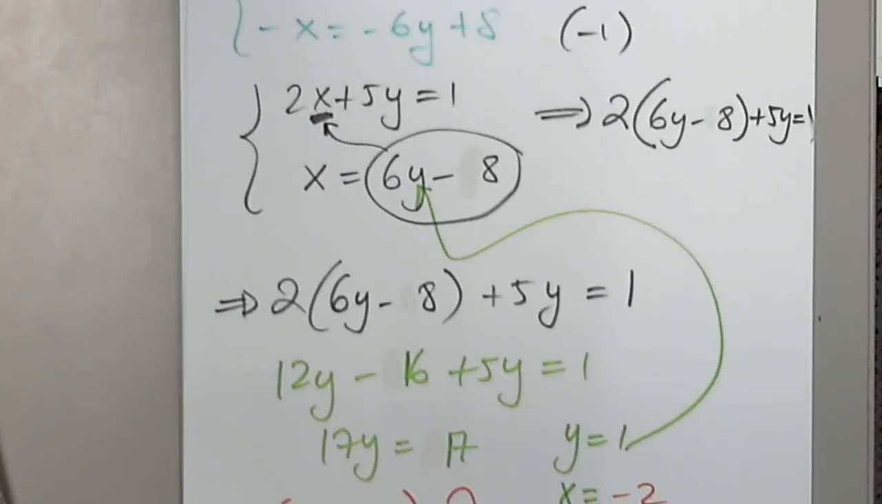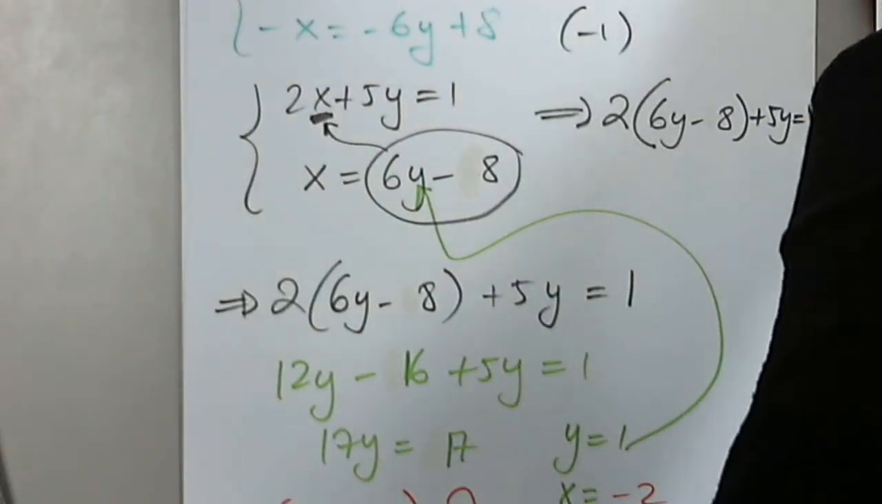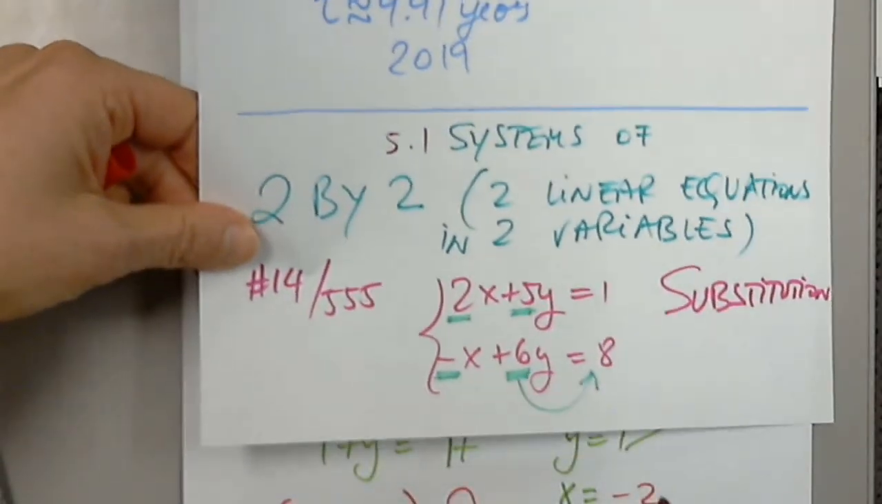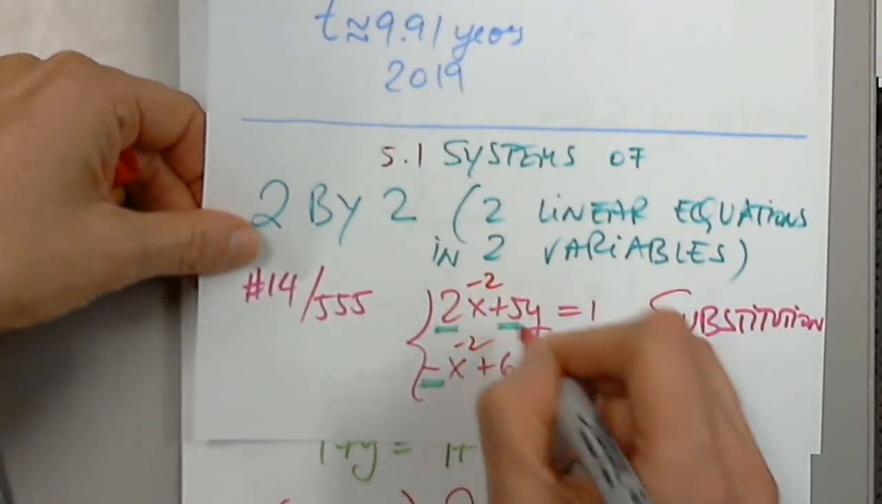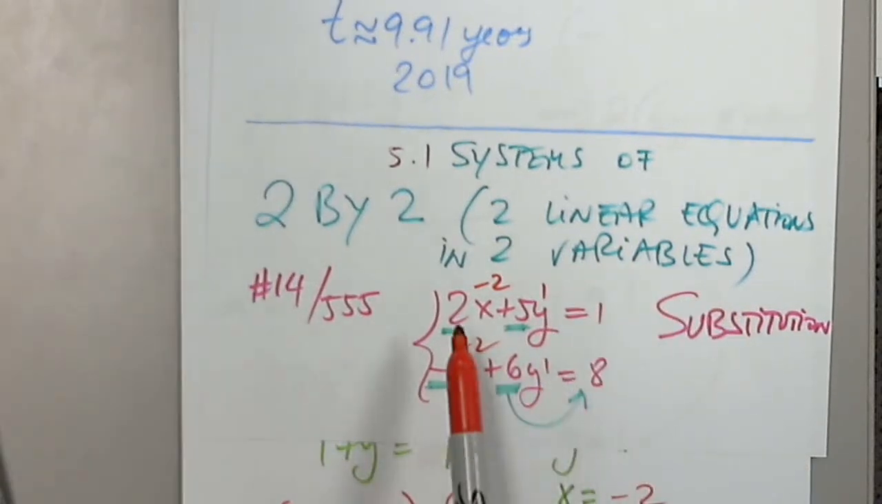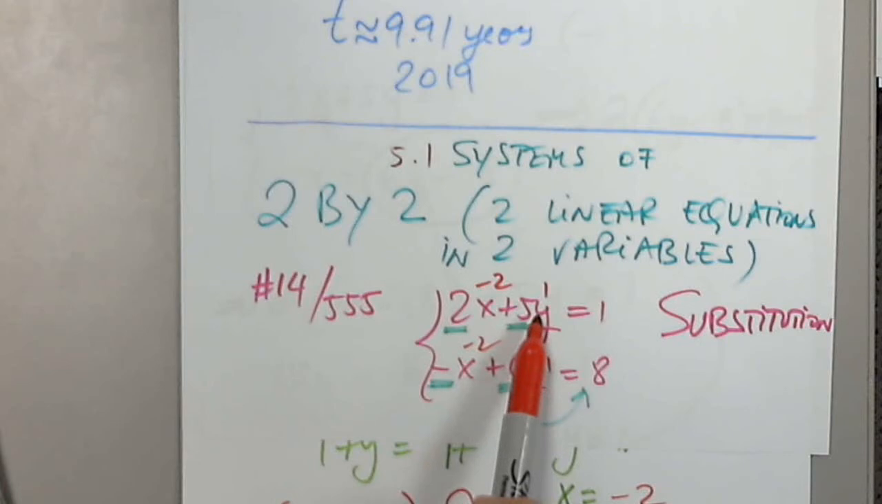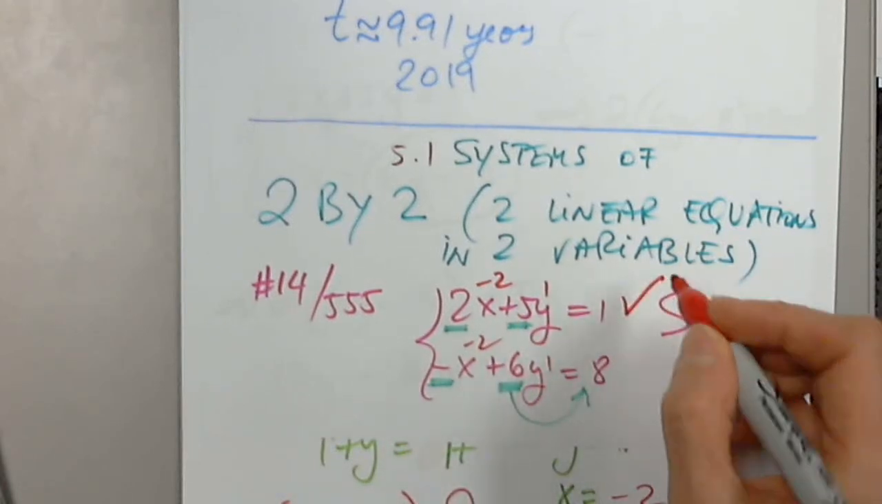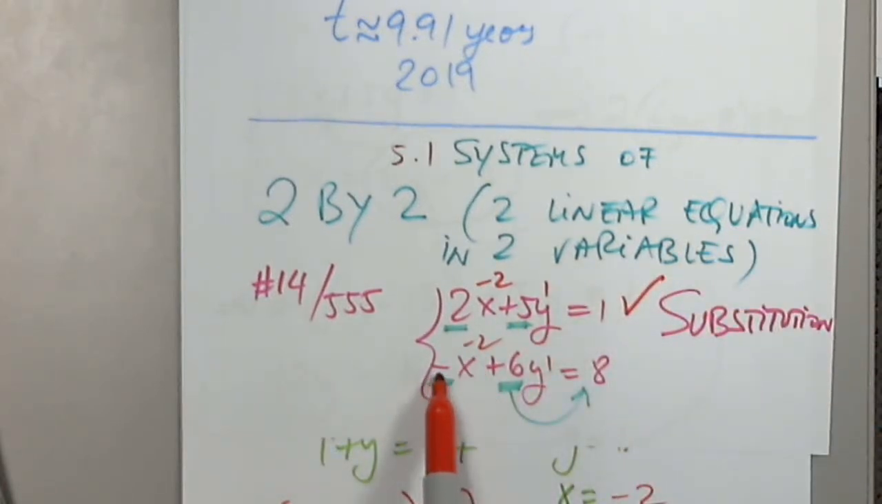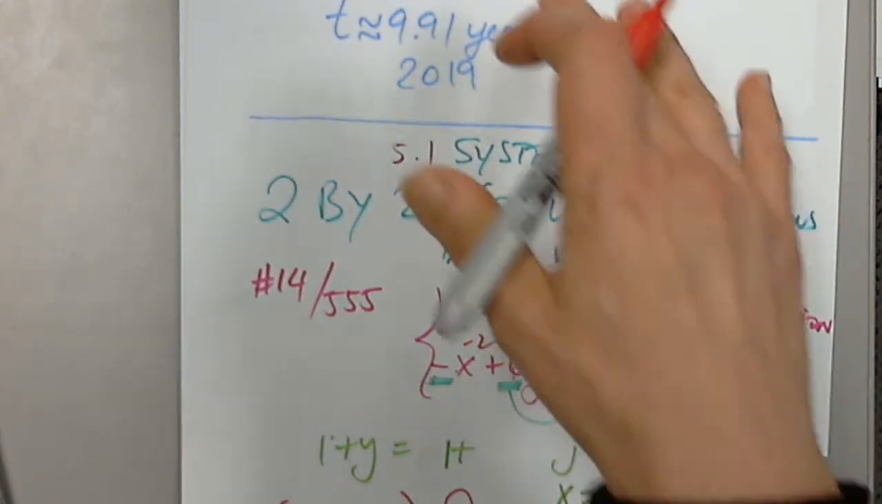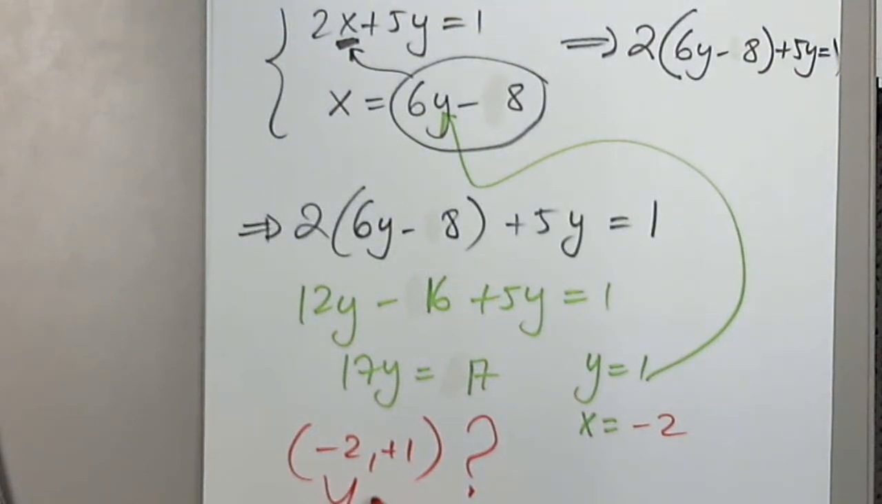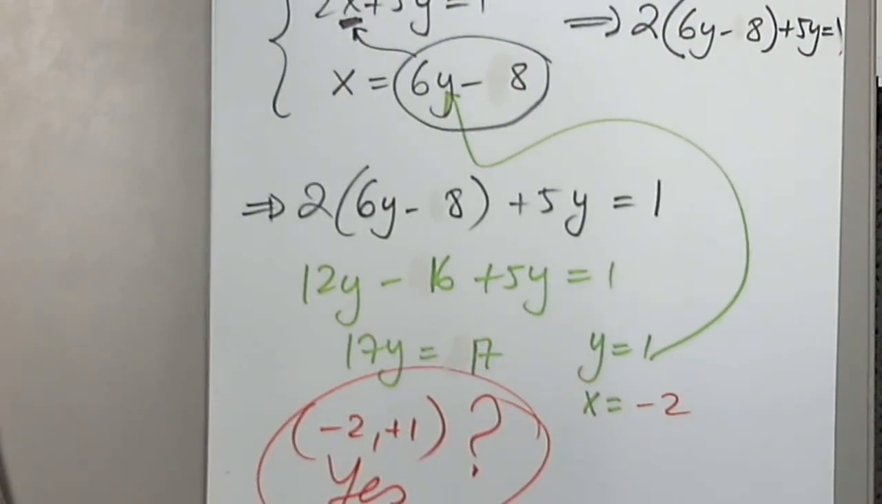I have no idea whether this is true or false, but I will know in a blink. So -2 and 1. 2 times -2, -4. 5 times 1 is 5. 5 minus 4 is 1, yes. -2 with minus in front is 2. 6 times 1 is 6. 2 plus 6 is 8, yes. And now I know that this is indeed the only solution and no one can find another. And this was the method of substitution.